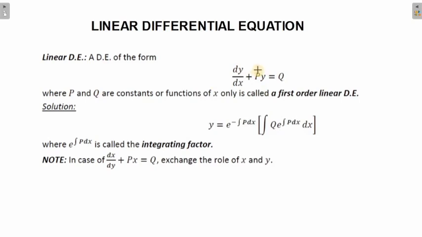Now what are this P and Q? That's what we are wondering. Here P and Q are constants, or functions of x only. So you have to observe this line very carefully. P and Q can be constants, or if not constants, they can be functions of x only.